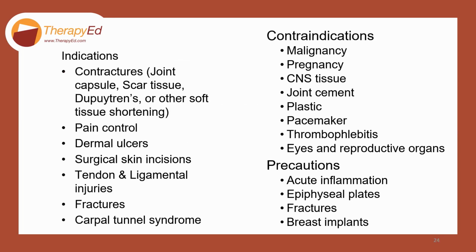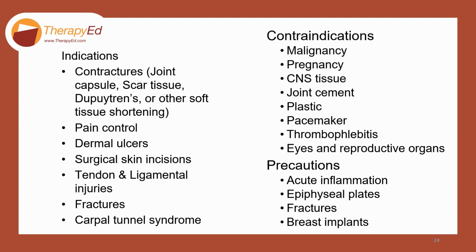And just like we talked about with the other thermal modalities, you've got to know the indications and contraindications. Usually, when is it used? It's used with contractures, all right, pain control, dermal ulcers. Now, you wouldn't use thermal with the dermal ulcers. What's used is more the pulsed 20% with that. Skin incisions would be the same way. Tendon and ligament injuries, fractures, all right, carpal tunnel syndrome.